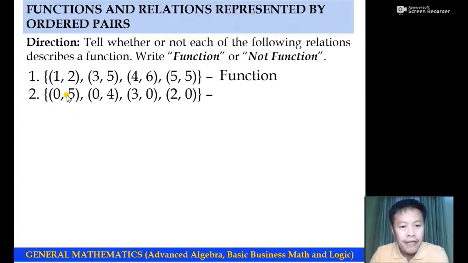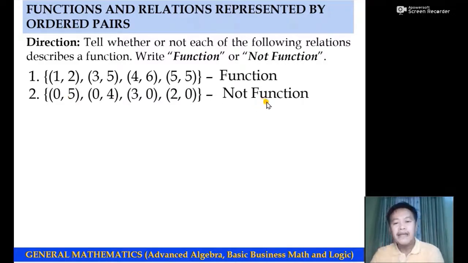Number 2. The first and the second ordered pairs have the same abscissa. Therefore, this is not a function because our abscissas must be unique from each other. They should be different from each other. So this is many to many. Why many? Because two different abscissas have one image and one abscissa is paired with two different ordinates. That is why many to many. And this is not a function.